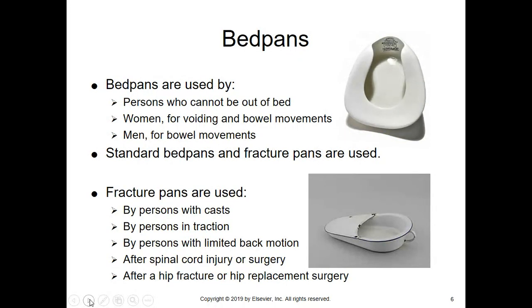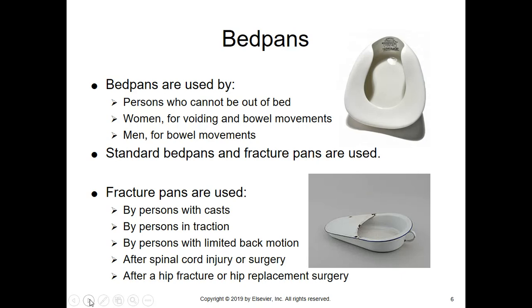Then we're going to talk about the supplies that we use to help people urinate. People can urinate, of course, in the toilet like you and I do. But if they can't get to the toilet, they might have to use a bedpan. There are two types of bedpans in the pictures here. The one is a standard bedpan.